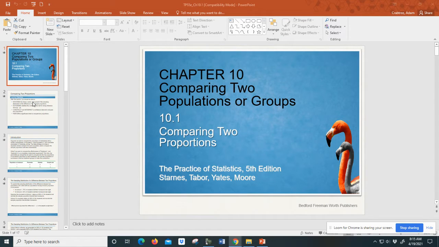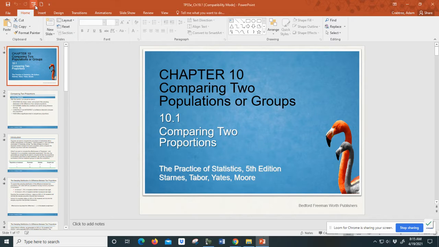Basically, this chapter consists of two sections. We're going to compare two proportions first, and then we're going to compare two means in 10.2. Unlike previous chapters, though, we are going to be looking at doing both kinds of inference that we've talked about, that is confidence intervals and significance tests in both sections. We're going to do it today with two proportions, and then in 10.2 we'll do it with two means.